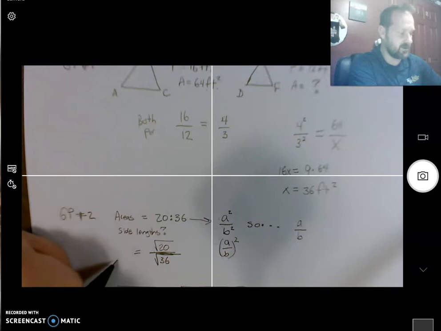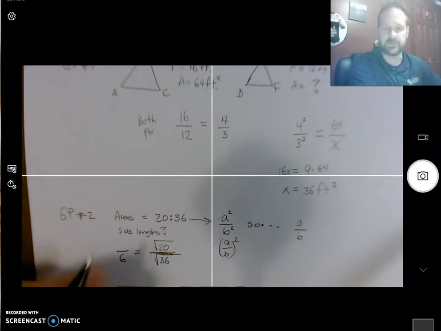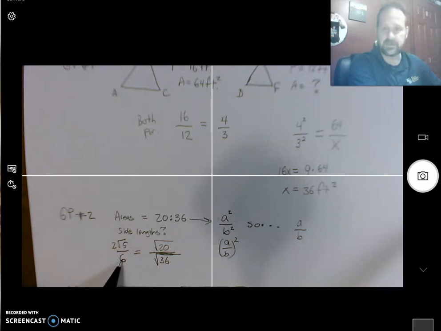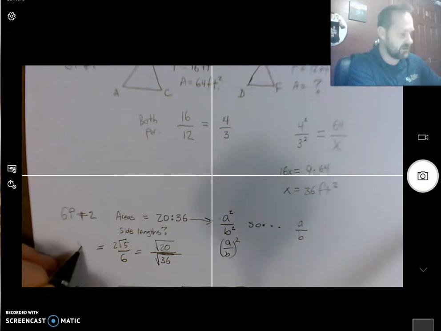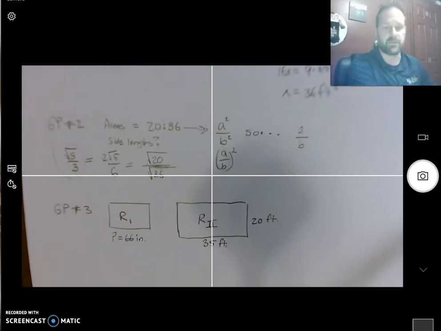Okay, I'm going to go over here. That's 6. So what's the square root of 20? The square root of 20 is the product of 4 and 5, so this is going to be 2 radical 5. Well, 6 is 3 times 2, so this can simplify to the final answer, radical 5 over 3. Remember, this is 6 times 2, the 2s become 1. So this is the ratio of the side lengths. So, answer, yay! Okay, the next one, guided practice number 3.